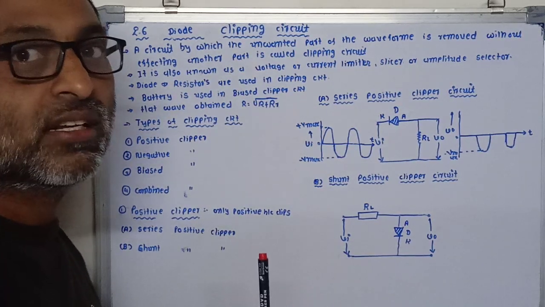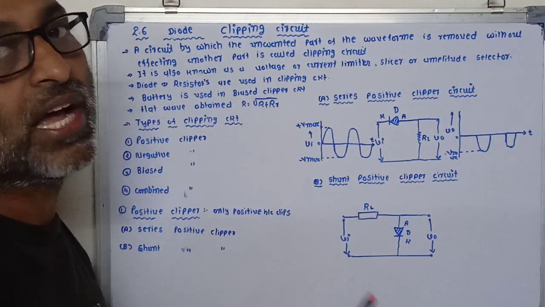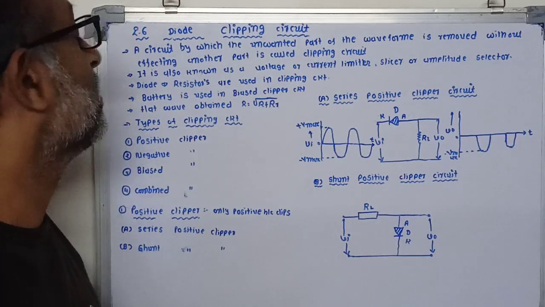Diodes and resistors are used in the clipping circuit. That means this clipping circuit consists of a diode and a resistor. A battery is used in the bias clipping circuits.